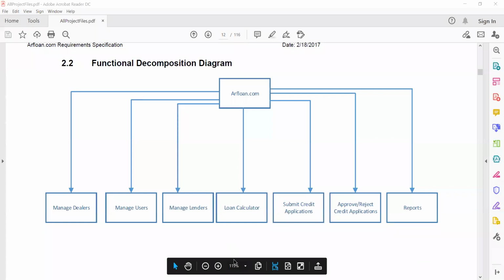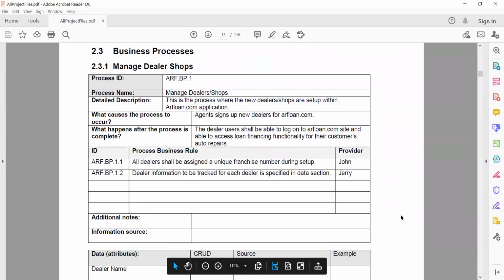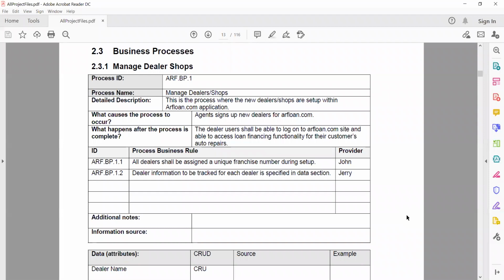Okay, moving on. Let's continue. All right. Any questions around the business processes? Did everybody understand what this section talks about? I'm going to take silence as golden. That means everybody understands what this talks about.